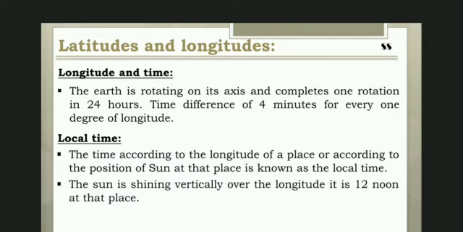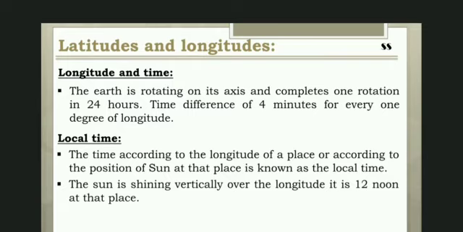Local time. The time according to the longitude of the place, or according to the position of the sun at that place, is known as local time. When the sun is shining vertically over a longitude, it is noon at that place. All places situated on the same meridian have the same local time. Every longitude has its own local time.